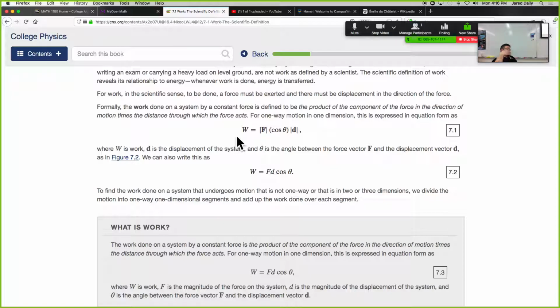For example, if I do work on something, I'm going to give my energy to it, right? But if I do negative work on something, it's like it's doing work on me. It gives me energy, or I take energy from it, right? So work can have a positive or a negative effect. In general, positive work increases the energy of an object. Negative work decreases the energy of an object. Negative energy, positive energy.